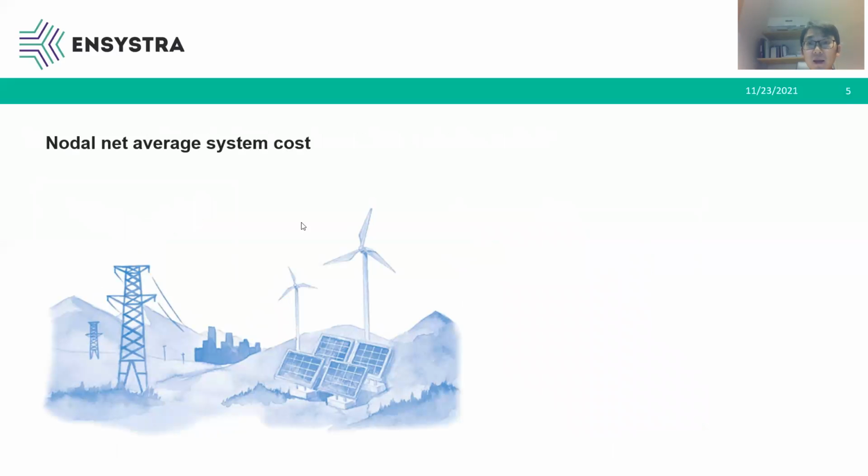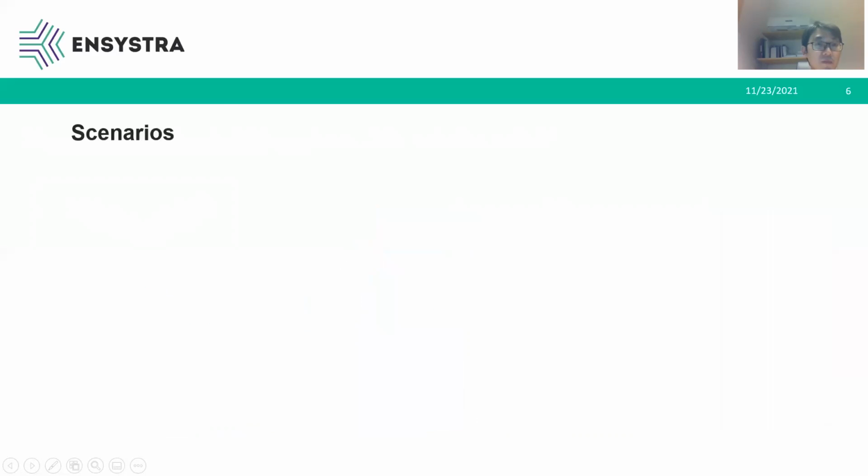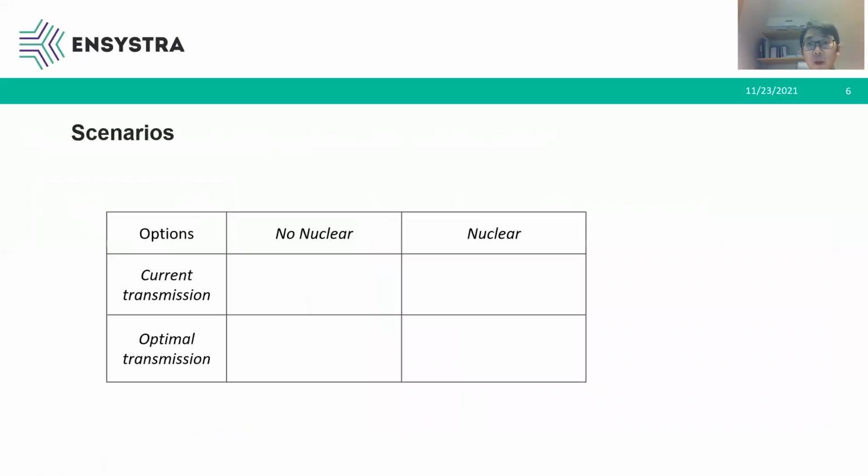Therefore, in my study, I introduced a new indicator, which is called a nodal net average system cost. The nodal net average system cost incorporates not only the investment and operational cost of the system components, but also the revenue and the cost of electricity trade. And for this study, I will use this indicator to measure the net system cost for Sweden for different scenarios. Now let's look at the scenarios.